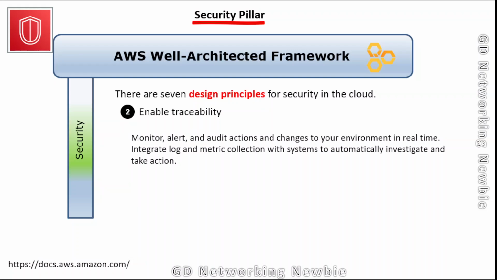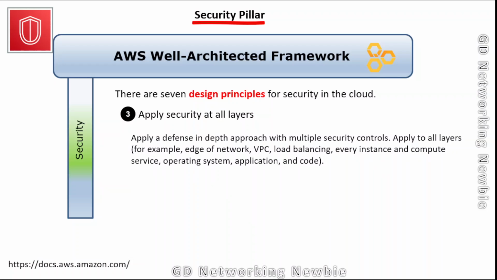Second is enable traceability. Traceability means we should be able to trace events. For this, we monitor, alert, and audit actions and changes to your environment in real time. And we integrate log and metric collection with systems to automatically investigate and take action. So that we should be able to trace what happened, who did that. For that, we should have some log or some record. And as per that record, we should be able to investigate and take action.